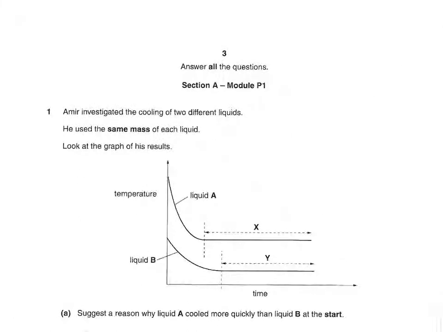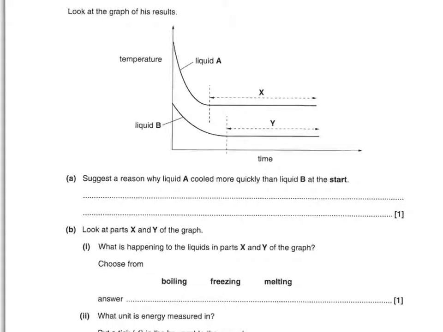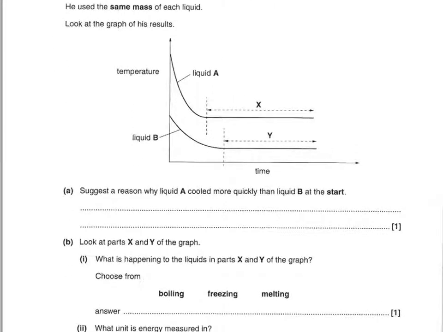So on to the last section now, the physics section. So it says, Amir investigated the cooling of 2 different liquids. He used the same mass of each liquid. Look at the graph of his results. There's a graph. Suggest why liquid A cooled more quickly than liquid B at the start. And that's simply because it had a higher temperature to begin with. So that'll get you that 1 mark. It had a higher temperature.